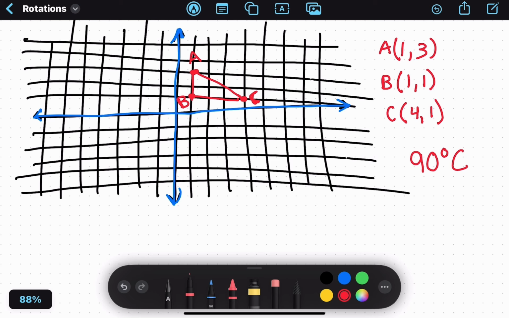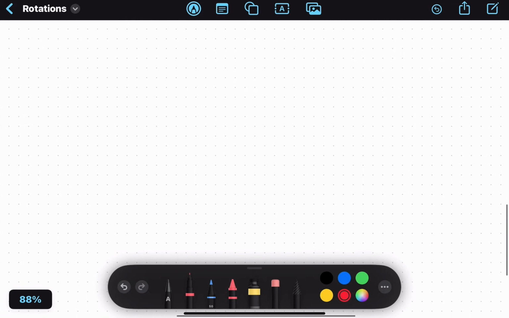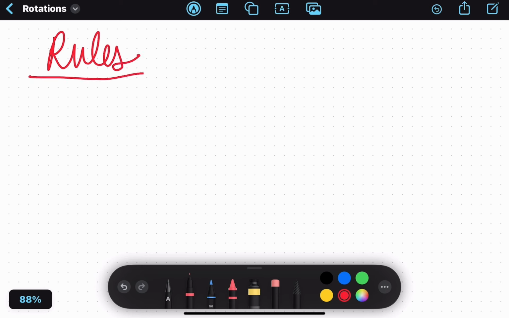Whoa, what do you mean by 90 degrees clockwise? Let's go over some rules. So, for rotations, you have to follow these rules when doing it graphically or just when doing it with numbers without graph paper. Either way, the process is the same. It's not like you're doing any math. All you're doing is just switching numbers and signs.